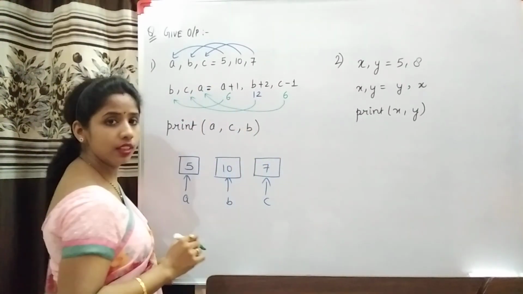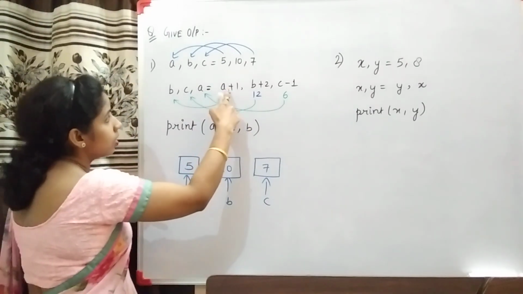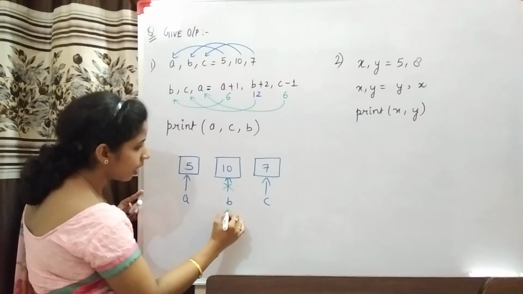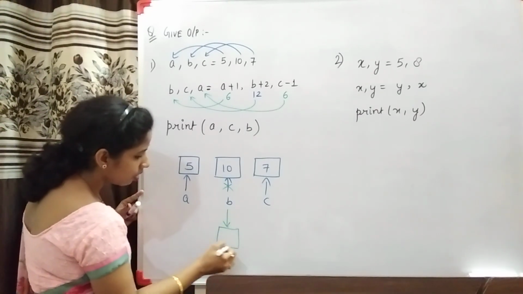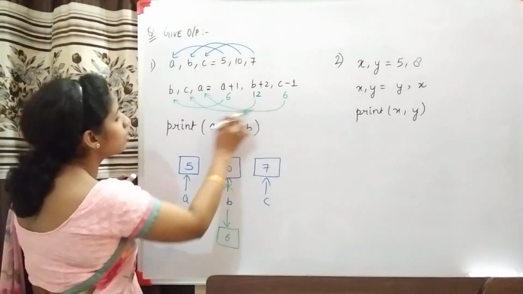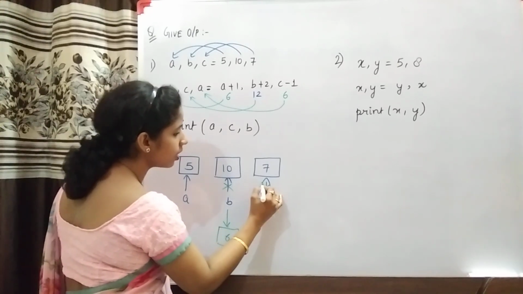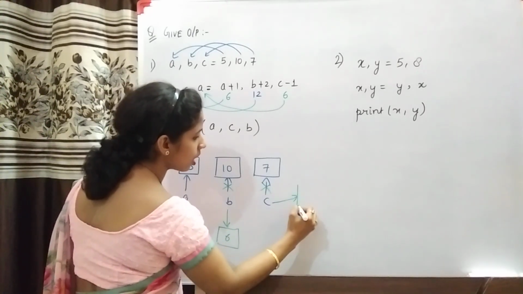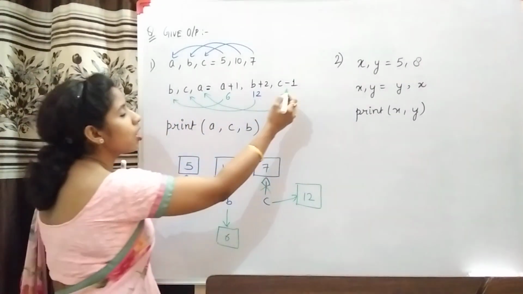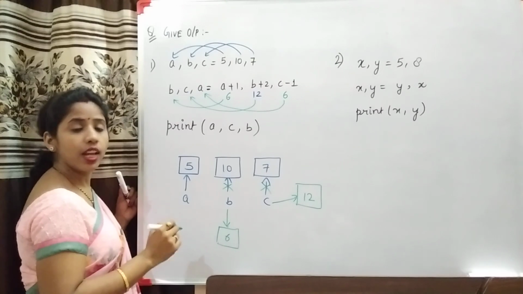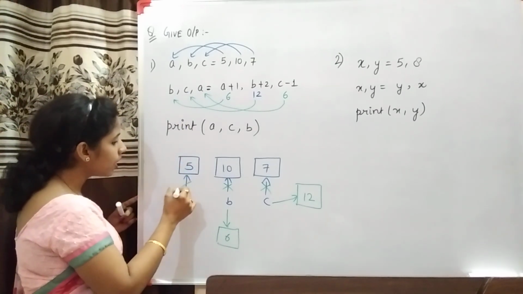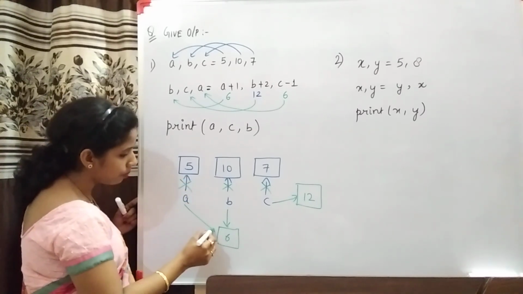So now 6 will be given to b, 12 will be given to c and 6 will be given to a. तो अब क्या होगा देखिए, b को 6 मिला, so b will stop pointing to 10 and it will start pointing to 6. क्लियर? फिर c को क्या मिला? 12. So c was pointing to 7. It will stop pointing there and it will start pointing to the location where 12 is stored. Okay. Now after this 6 is assigned to a. अब a को भी 6 मिल रहा है. So what will happen? a will stop pointing to 5 and it will start pointing to 6.